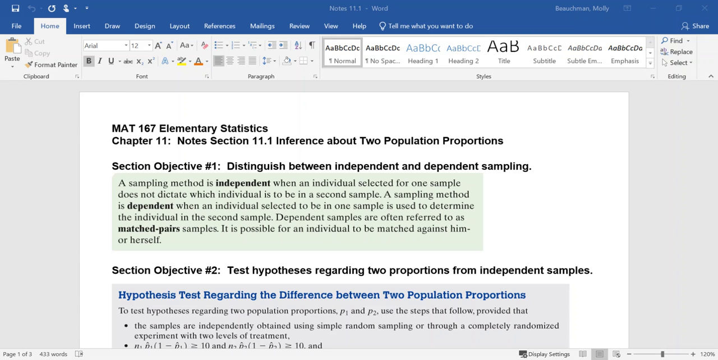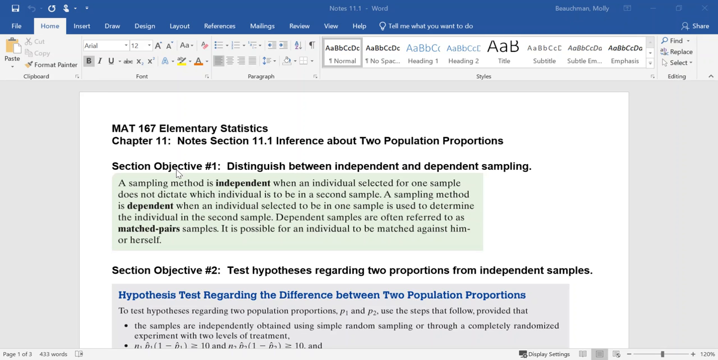In this video, we'll take a look at notes for section 11.1, inference about two population proportions. In previous chapters, we've compared one proportion to a given value. In this section, we're going to take a look at two different samples and compare them.